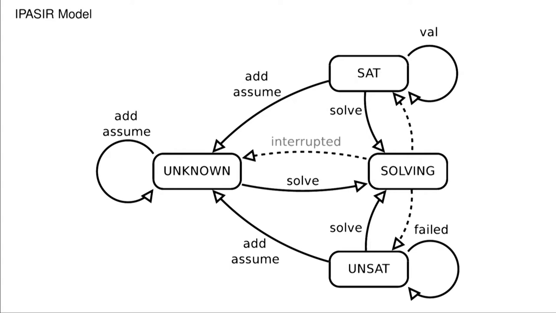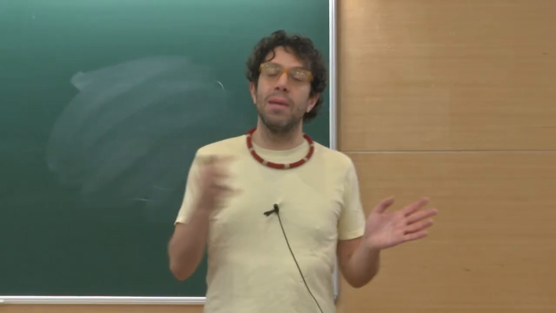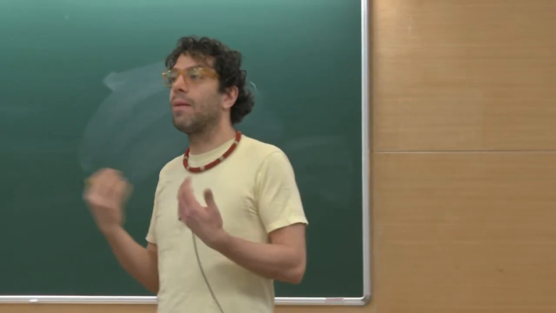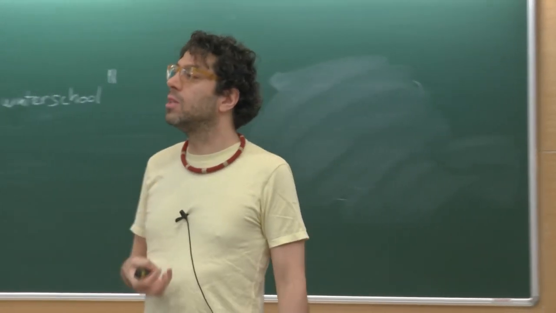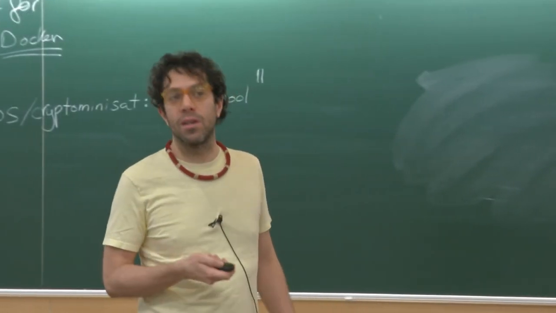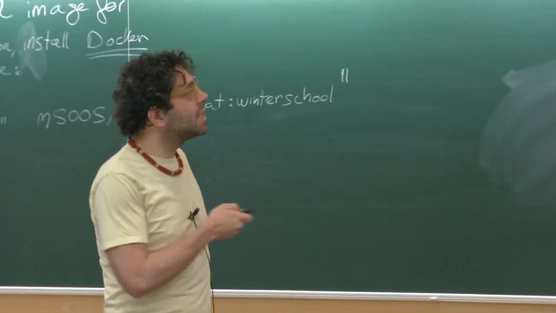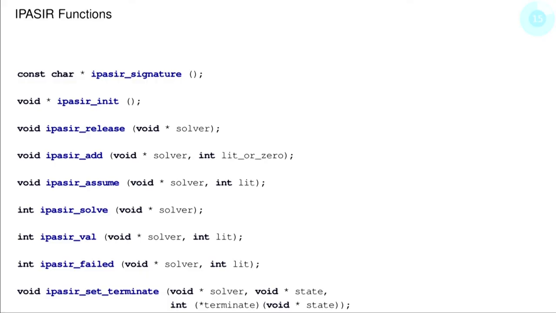But if you solved under assumptions, you can still go back and start again. And of course, sometimes it's unknown. You can also add a timeout or certain limits on how much time or resources you want to spend on trying to solve a particular problem. Maybe this is actually a better one. This is maybe easier to read than the previous slide, I would say.